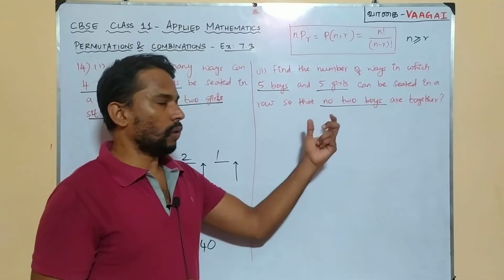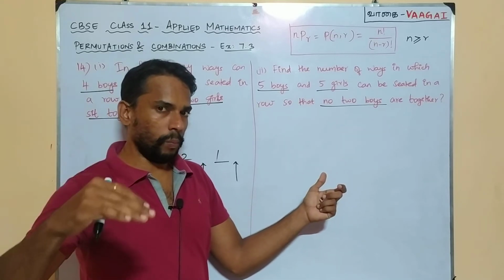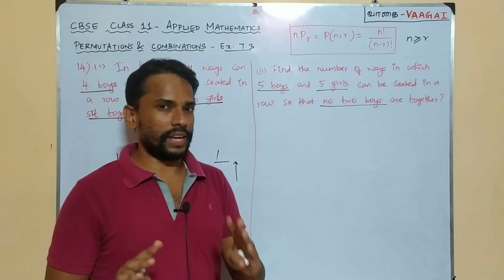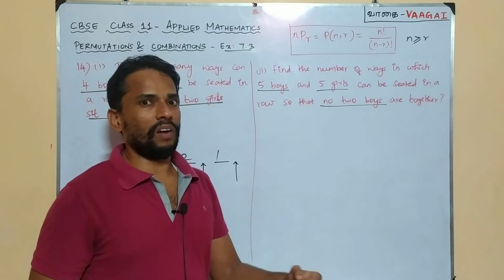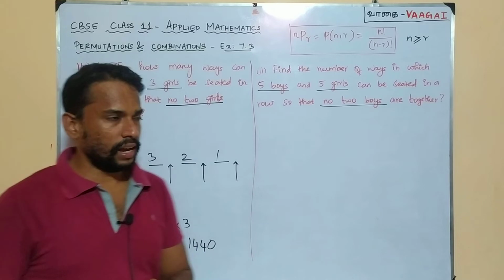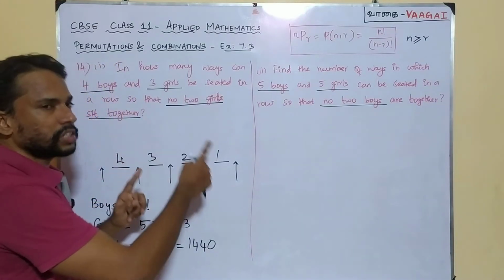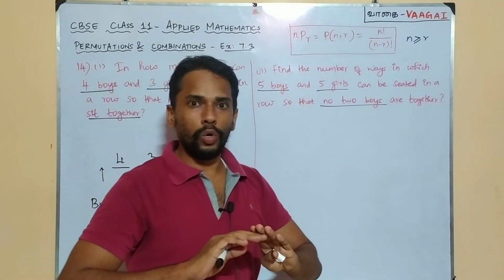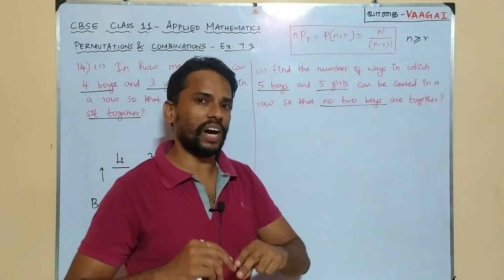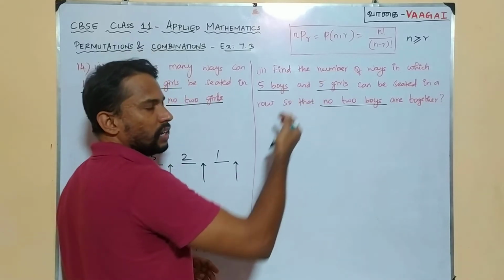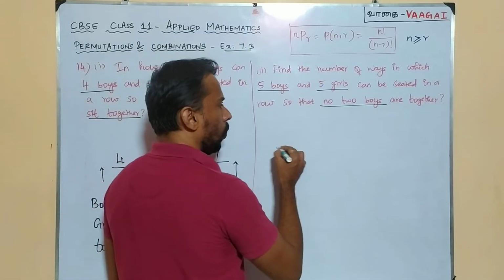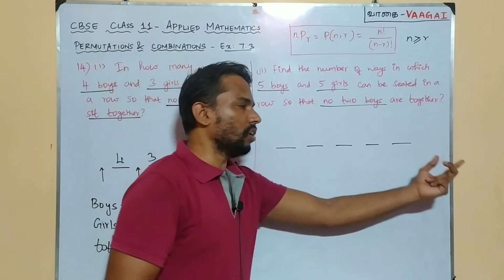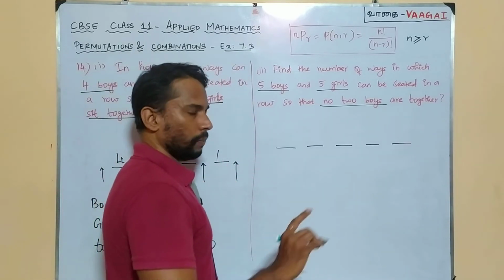When you have no two boys together, I hope you would have guessed what we need to do here. What is the first task we need to perform? We have to arrange the girls first. Like before, the condition was no two girls together, so we went for the boys first. The same way here, the condition says no two boys are together, so you have to arrange the girls first. How many girls are there? There are 5 girls, so 1 2 3 4 5, just put 5 slots. These slots are for the girls.